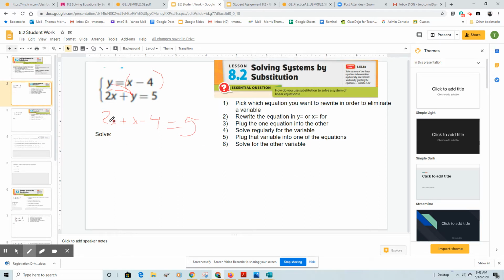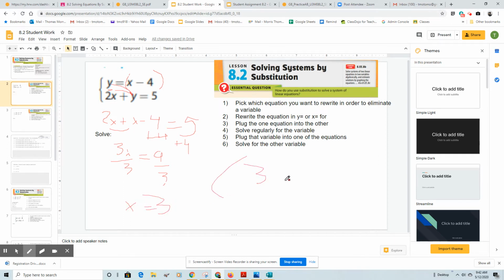This is algebra we've been working on. Combine like terms, 3x, get rid of the negative 4 on both sides. So I'm going to add 4 to both sides, so I'm left with positive 9 on this side. Divide both sides by 3. And now I have x equals 3. All right, so now I know my x point.